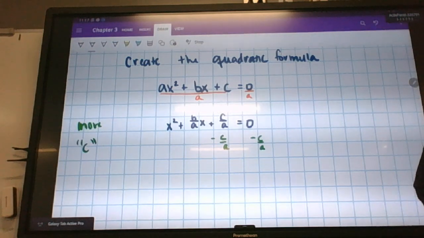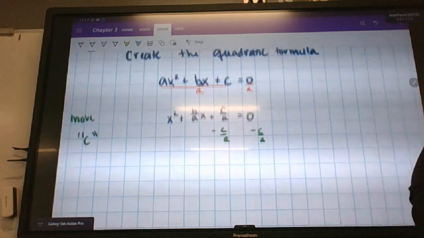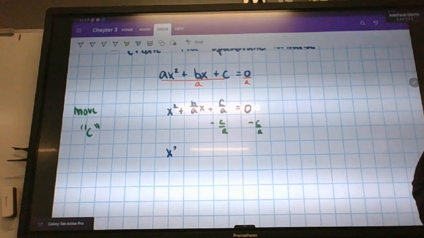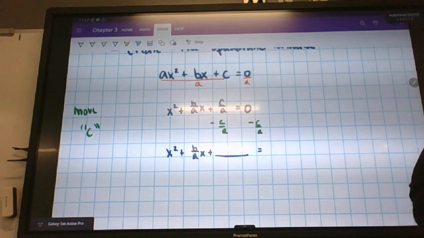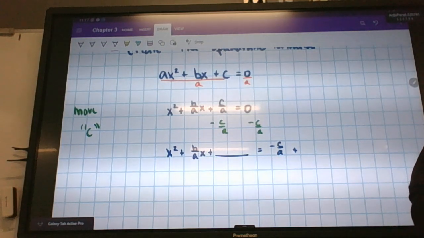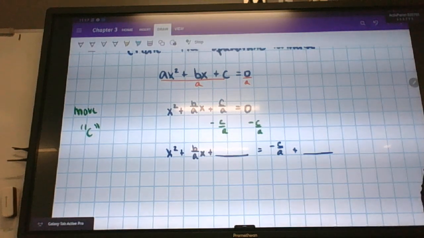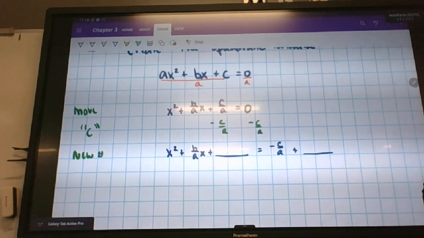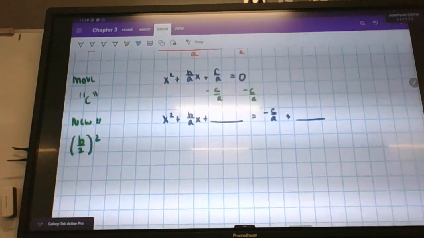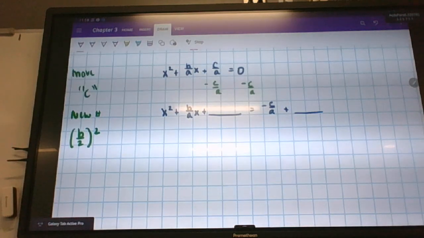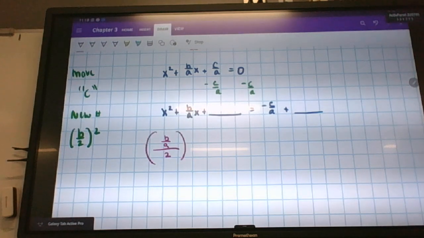It looks like c over a, but that's just because we had to divide and we don't have numbers. So we have x squared plus b over a x plus big blank space equals negative c over a plus big blank space. And we'll fill in the big blank space using the formula b over 2 squared, like we've been practicing. Now this time, it'll be b over a, all over 2, squared.